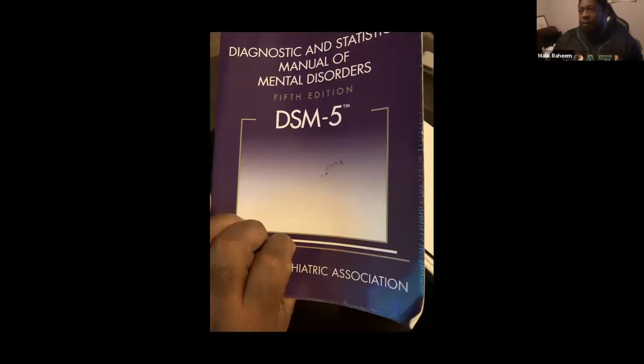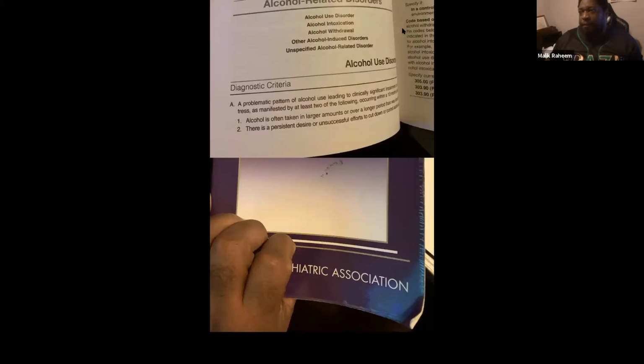So now you're going to look at the criteria. With alcohol related disorders, you look at alcohol use disorder, alcohol intoxication, alcohol withdrawal, other alcohol induced disorders, and unspecified alcohol related disorder. You're going to look at a problematic pattern of alcohol use leading to clinically significant impairment or distress as manifested by at least two of the following occurring within a 12-month period.